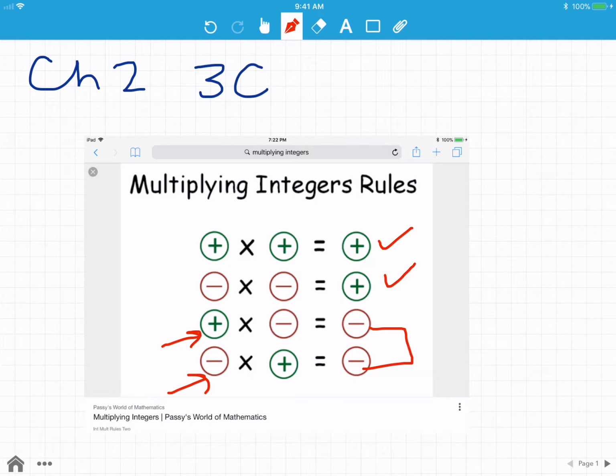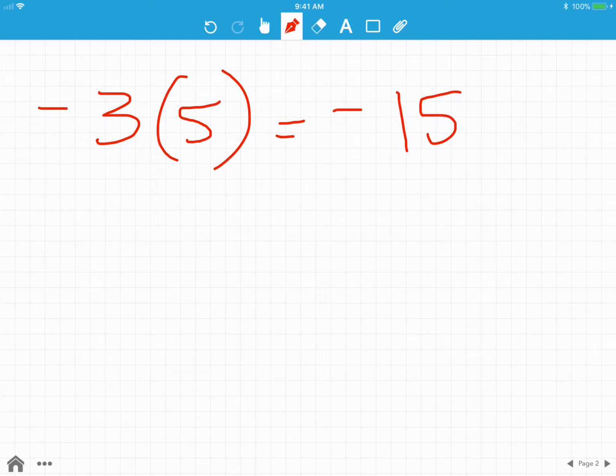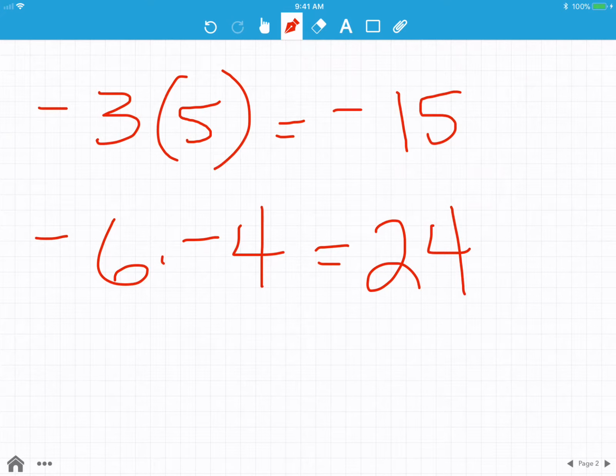So let's look at some examples. If you have a negative 3 times a positive 5, you will get a negative 15 for your answer. Negative 3, positive 5, negative answer, negative 15. If both signs are the same, in this case a negative 6 times a negative 4, you get a positive 24. So when you're dealing with two factors, that's the rules and how it works out.